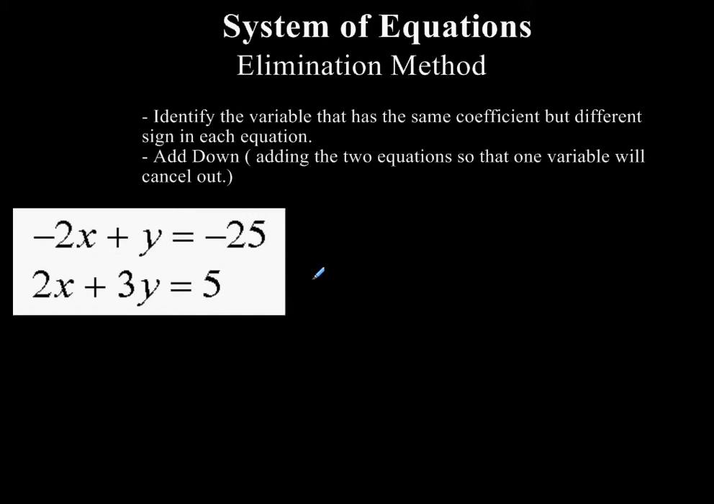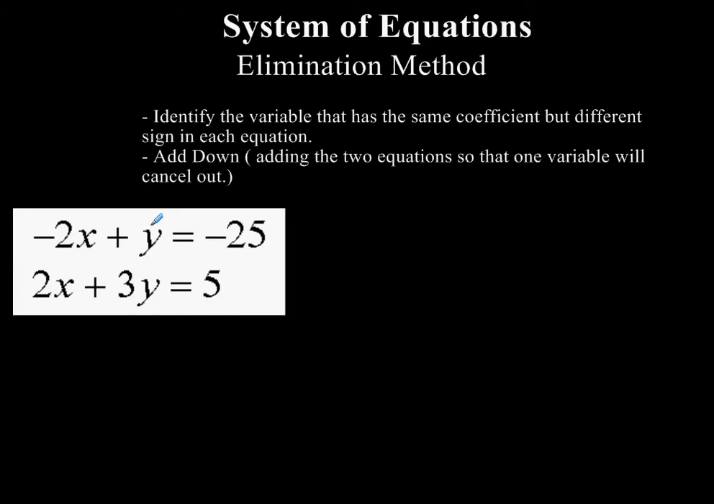Now, the process is this. Identify the variable that has the same coefficient but different sign in each equation, and then add down, adding the two equations so that one variable will cancel out. First of all, coefficient. This is a -2, a coefficient of x. This 2 is a coefficient of x. This 3 is a coefficient of y. For this y, there's no number, so we can call it a coefficient of 1, or put a 1 in front of that y.